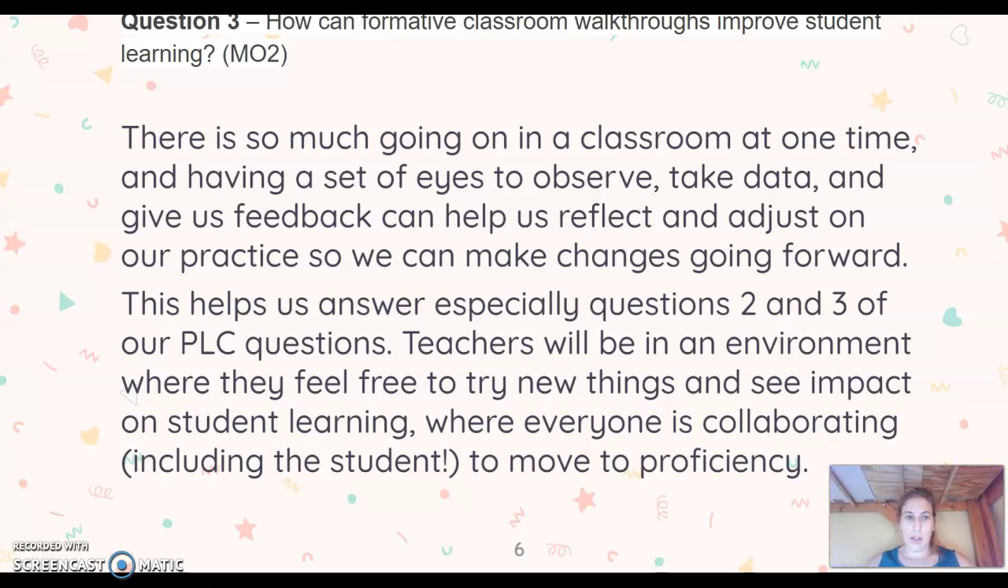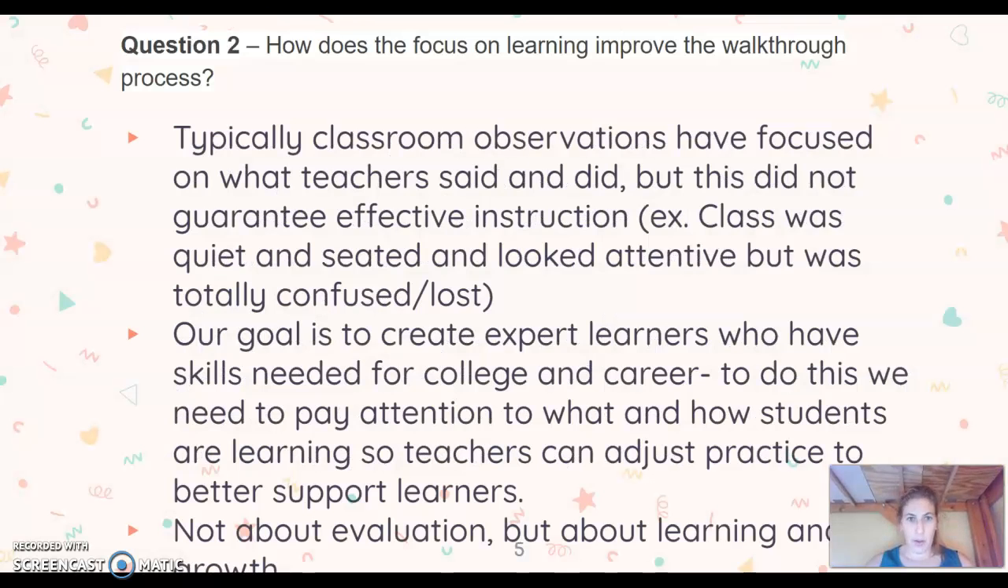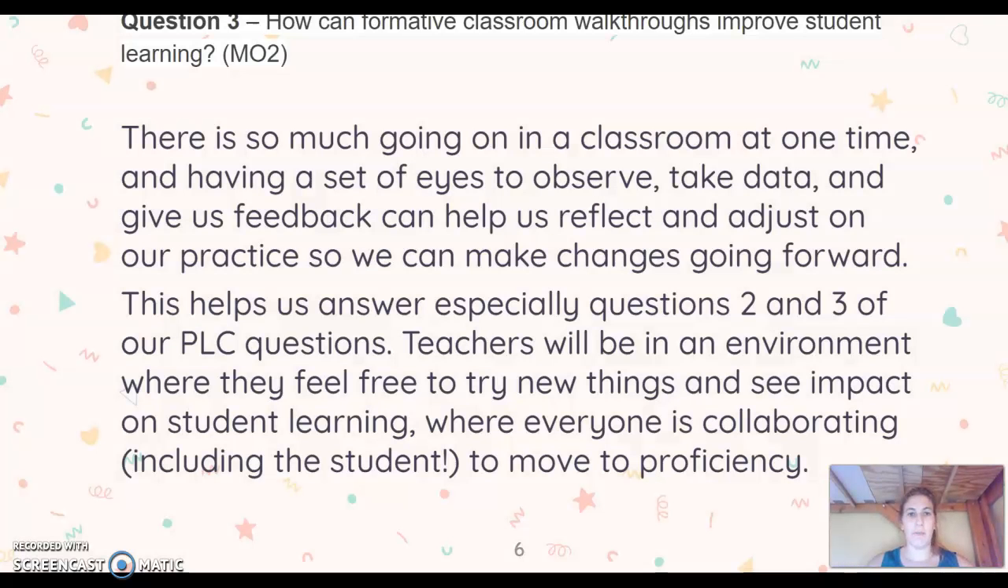Number 3, how can these walkthroughs improve student learning? There's so much going on in the classroom at one time. As a classroom teacher, I often like having somebody come in and take some data and observe what students are doing and saying, because I can't be everywhere at once.